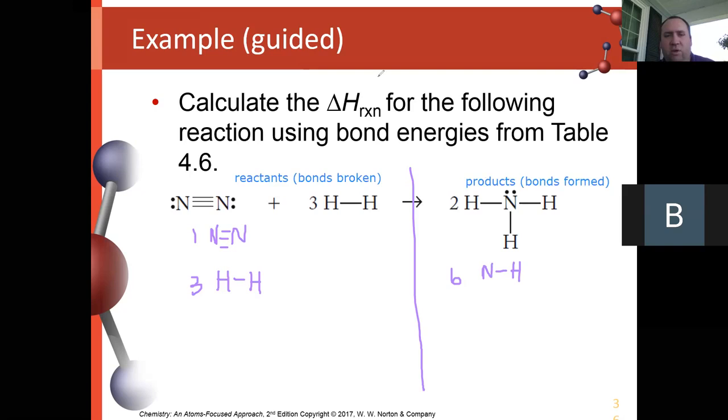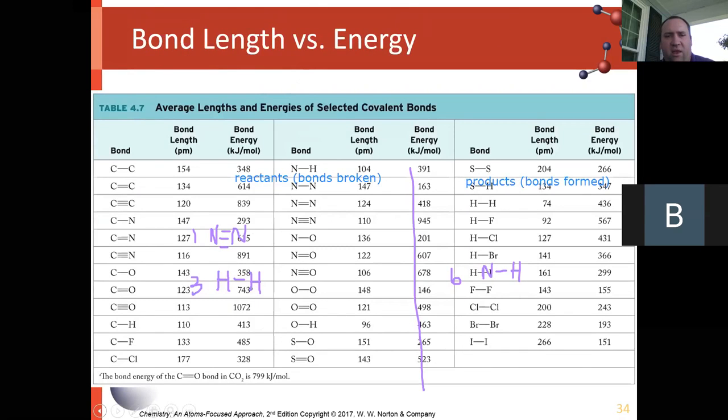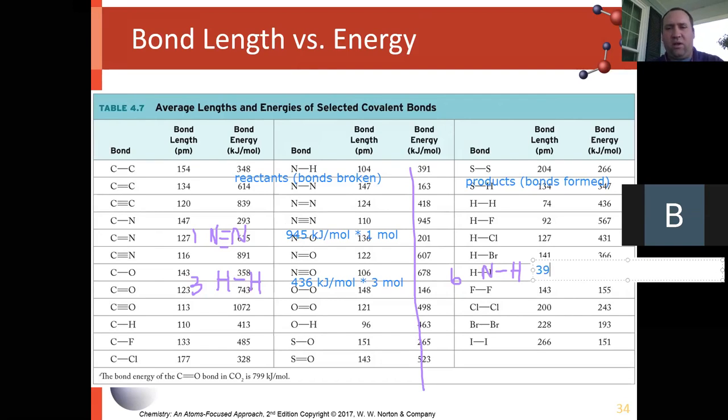And so to address this, I'm going to go back to that slide, and I'm going to look up the values that I need. So the nitrogen to nitrogen triple bond, that was 945 kilojoules per mole. And I have 1 mole of nitrogen. Hydrogen to hydrogen single bond, 436 kilojoules per mole. And I have 3 moles of that because I have 3 of those types of bonds. And then finally, nitrogen to hydrogen single bond, 391 kilojoules per mole times 6 moles.